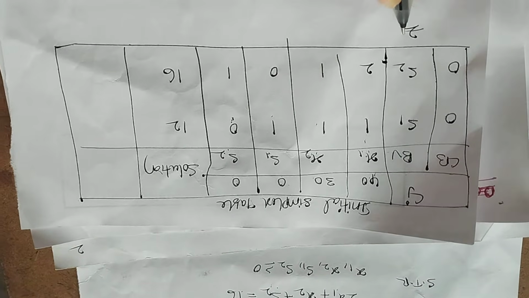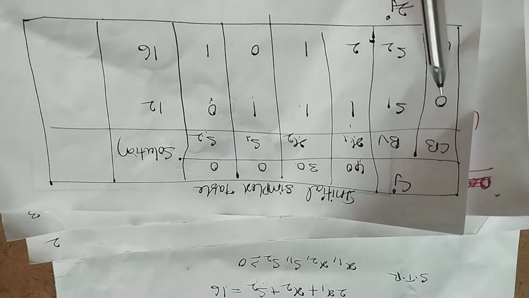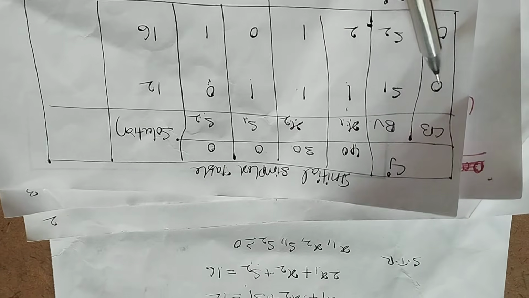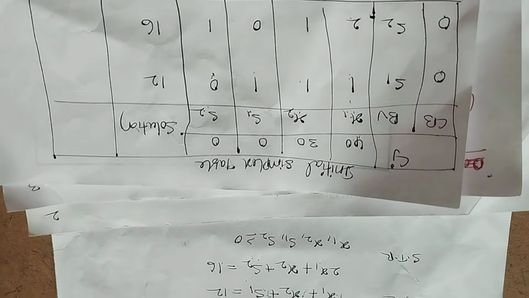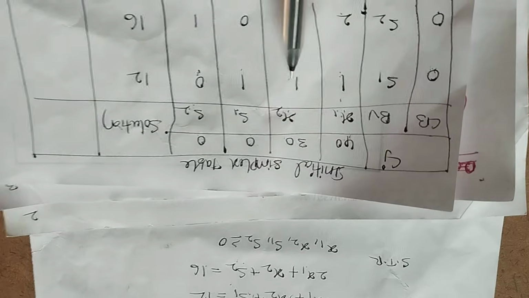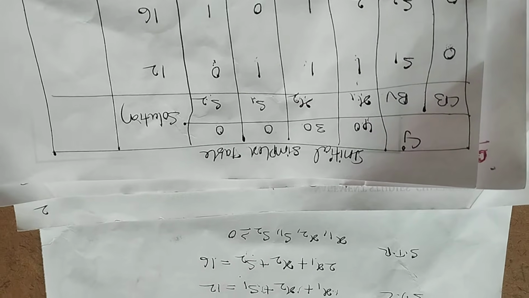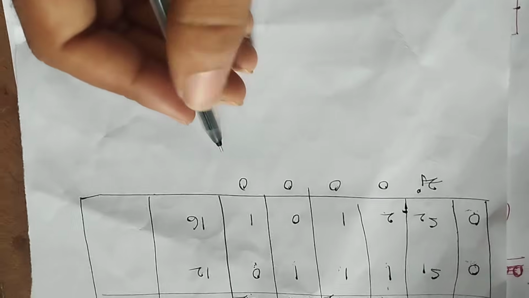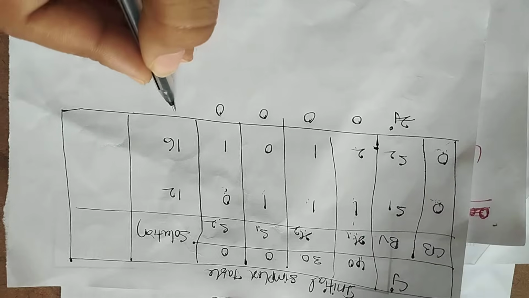And Zj. How could we find the Zj? Zj can be found by multiplying the cost of the basic variables with the basic variables. 0 into 1 plus 0 into 2, that is 0. 0 into 1 plus 0 into 1, 0. 0 into 1 plus 0 into 0, 0. 0 into 0 plus 0 into 1. So here it is also 0. And similarly 0 into 12 plus 0 into 16, 0.